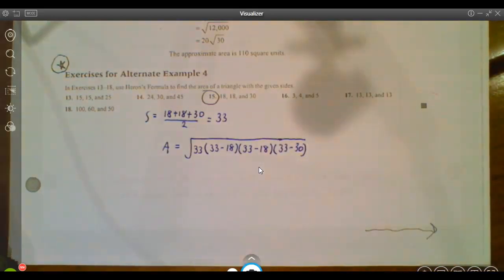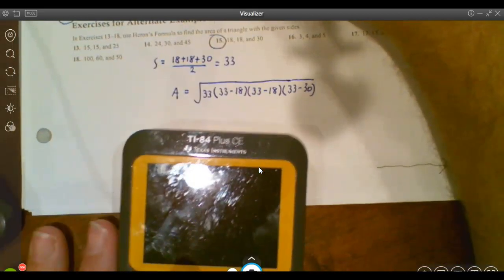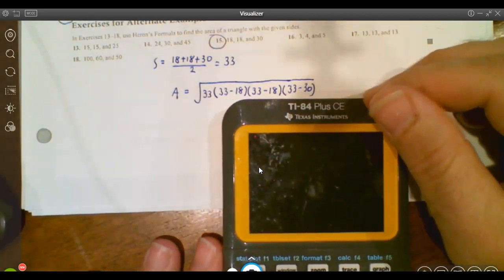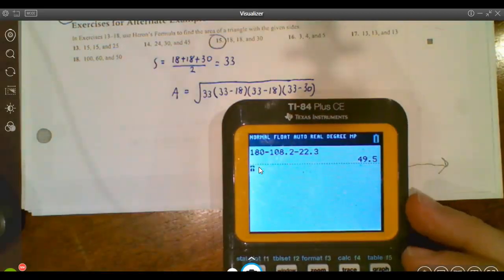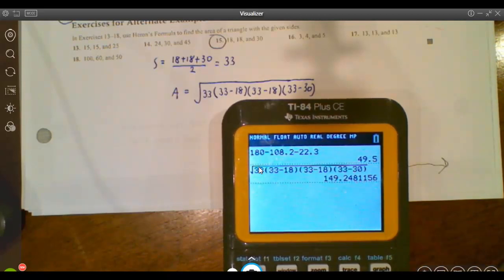And that's it. The rest is calculator work. I'll go ahead and plug that one in. We've come this far. We might as well finish it off. So I'm going to throw in that square root first. Got my 33. Type in all my values. And we have our area. So about 149.2 would be the area of that triangle. All right, let me introduce you to the other triangle area formula.